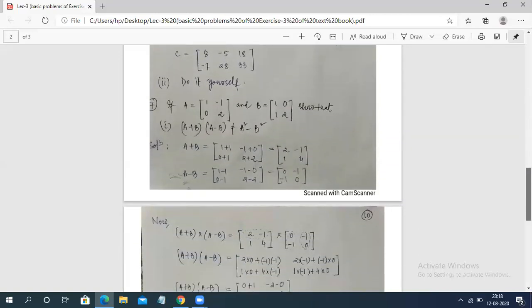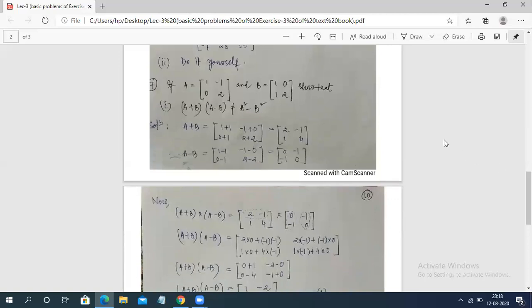Now we will discuss the next question, that is question number 7. You are given these two matrices A and B. These two matrices are of the same order. This is a square matrix of order 2. This is again a square matrix of order 2.